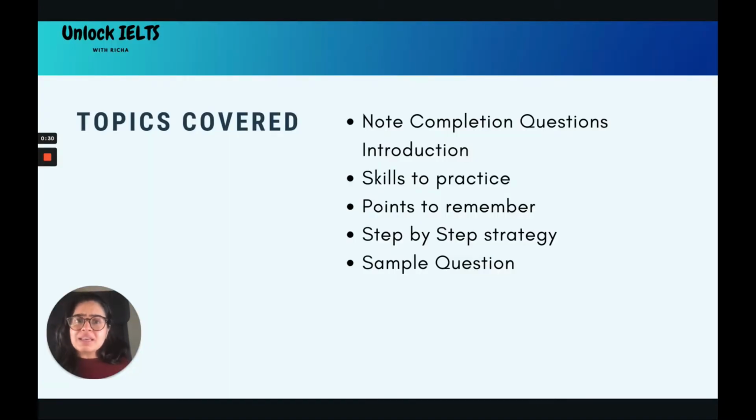A note is basically a brief record of something in written format for future reference. To begin with, we'll have a look at a sample question related to note completion questions. Then, we'll see what skills you need to practice in order to score a higher band in your IELTS reading section. Then, what key points you need to remember for this type of question, and the step-by-step strategy you need to follow in order to find the correct answer. And lastly, we are going to implement this strategy by taking a sample exercise.